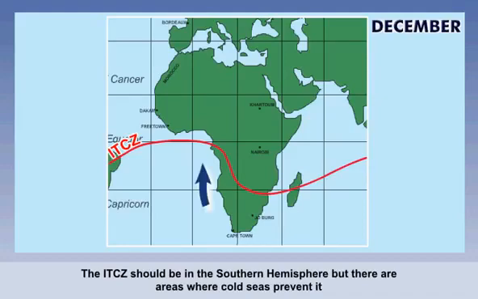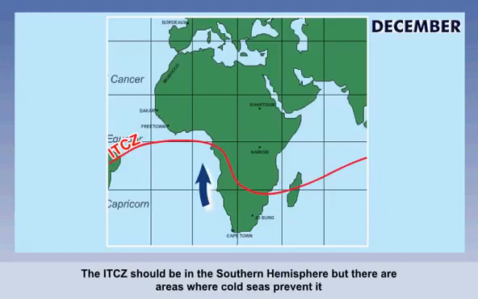This is partly due to the very cold Benguela Sea current, which flows from Antarctica up the west coast of Africa. This keeps the South Atlantic Ocean much colder than it would otherwise be. This colder sea prevents the ITCZ moving any further south than about 5 degrees north, and prevents the formation of any tropical revolving storms in the South Atlantic.